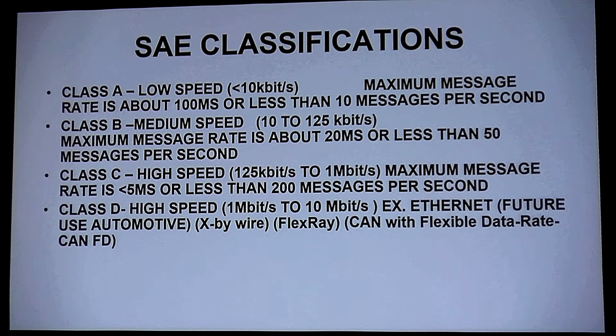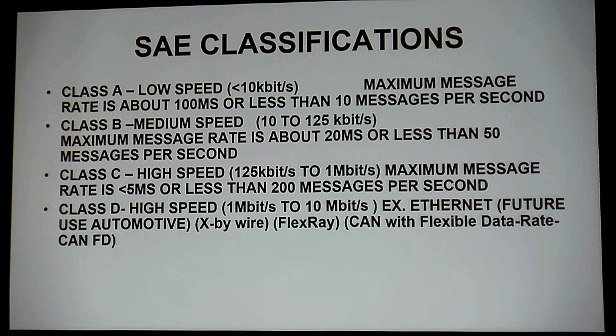We have the SAE classifications. A Class A bus is basically going to have less than 10 messages per second. So this is something that's going to be a little bit slower system. We have Class B that's going to go 10 to 125 kilobits, and we have Class C that's 125 kilobits to 1 megabit. These are basically the time definitions of what I can do.